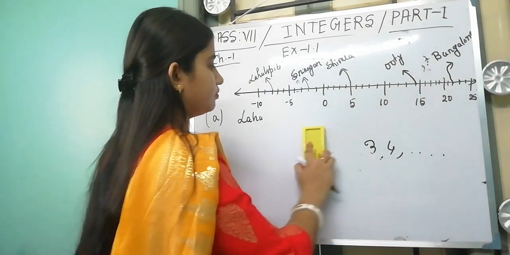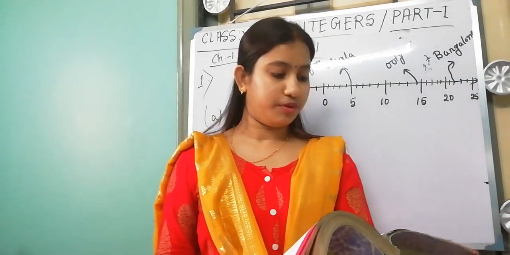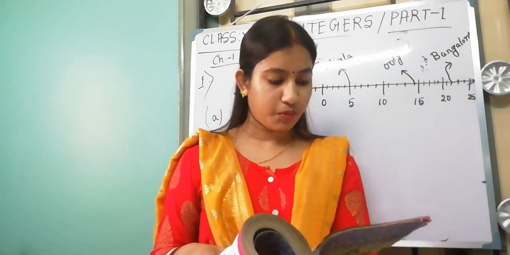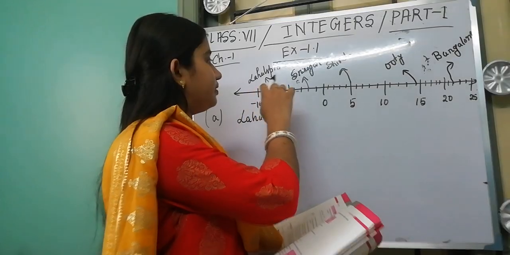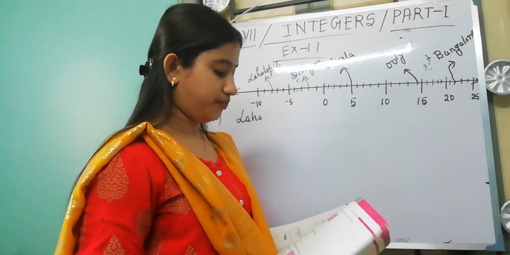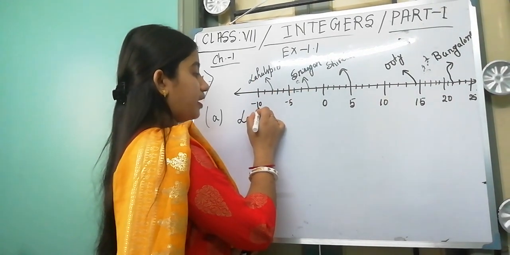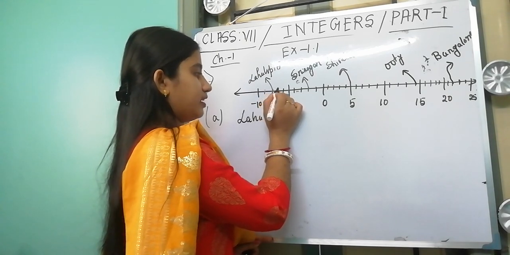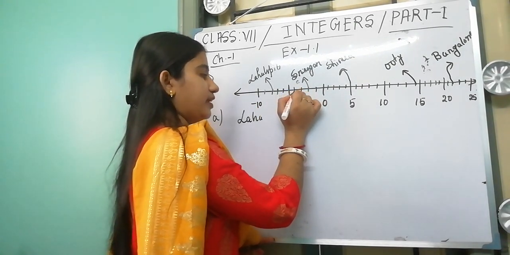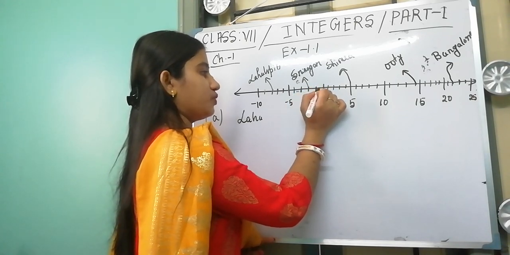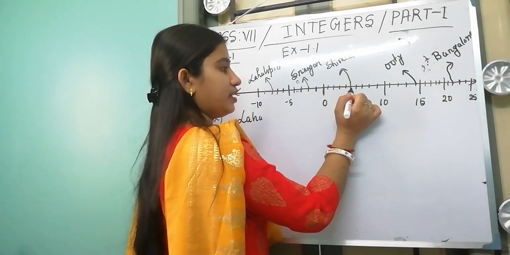Now we start from exercise 1.1 on page number 4. Here the first problem is number 1. Here given a line, mark the centers of Lahul Spiti, Srinagar, Shimla, Ooty and finally Bangalore. And here point out some integers. These are degrees, that means temperature of these places. So this is minus 10, minus 9, minus 8, minus 7, minus 6, minus 5. These are increasing, and this is minus 4, minus 3, minus 2, minus 1, 0. This is neutral, and next start from 1, 2, 3, 4, 5 and so on.